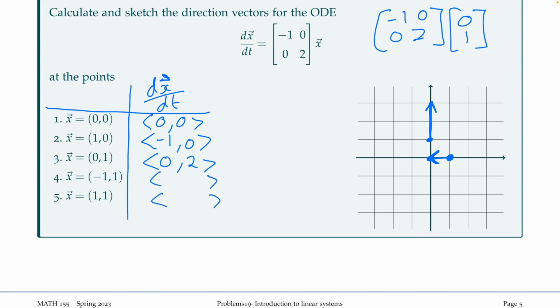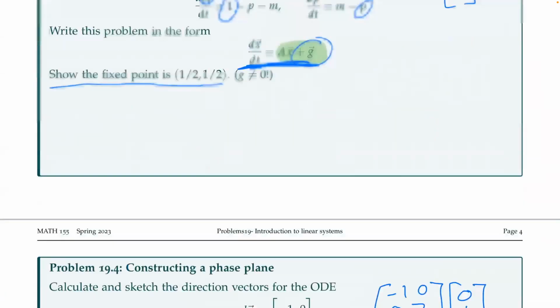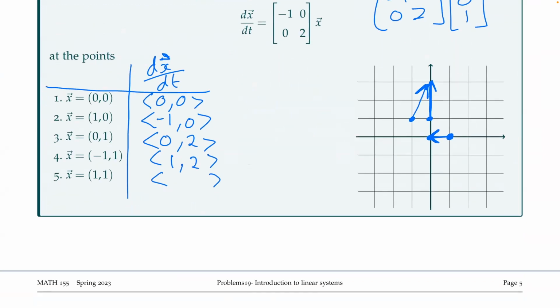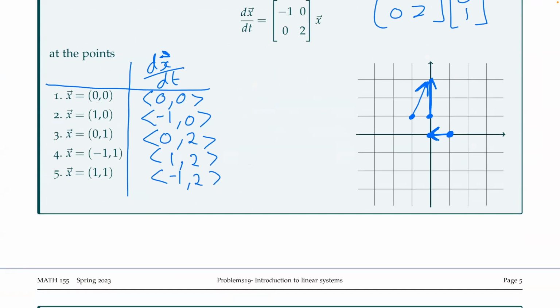For the sake of time, let me just fill in these other ones. If we start at (-1, 1), so if we start at this point here, we end up with a vector (1, 2). So that's telling us we move 1 unit to the right and 2 units up. So I'll have an arrow that looks like this. And the last one, if we start at (1, 1), we end up with a vector (-1, 2). So if I start here, I go in this direction. I've drawn the arrow a little bit shorter just so we can see the arrowhead.